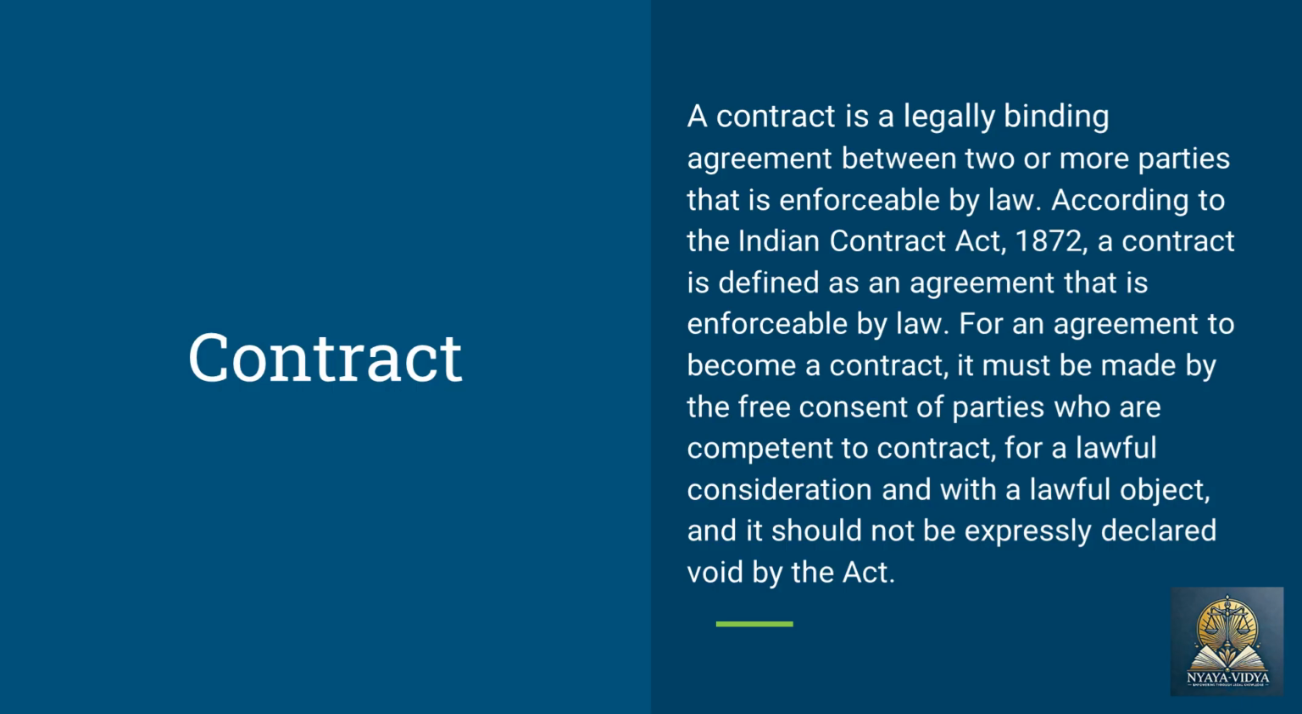For an agreement to become a contract, it must be made by free consent of parties. Free consent means without any undue influence, without any coercion, without any fraud or misrepresentation. It must be made by free consent of the parties who are competent to contract. Competent to contract means two parties are of sound mind, they're not lunatics, and they are majors, not minors. And the consideration is lawful.